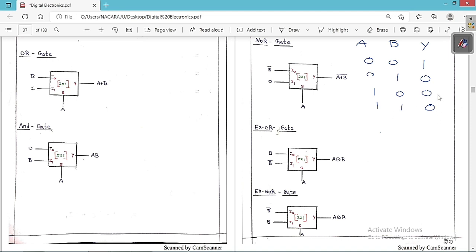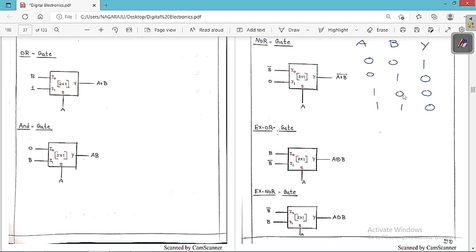Now I want to build the NOR gate. When A is equal to 0, we can see clearly I0 is going to get activated. When A is equal to 0, if B is equal to 0, Y is equal to 1. If B is equal to 1, Y is equal to 0, it is a complement of B. So we have to give a complement of B here. Similarly, if A is equal to 1, I1 is going to get activated.